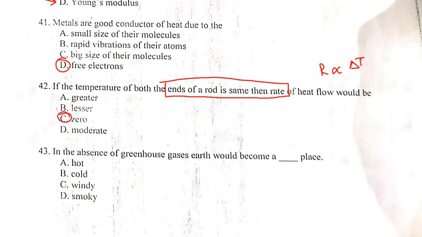In the absence of the greenhouse effect, Earth would become a cold place, because due to the greenhouse gases, the low wavelength or shorter waves enter the greenhouse and are trapped inside, which increases the temperature of the greenhouse. Option A is the right answer.